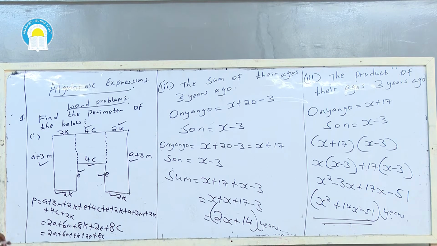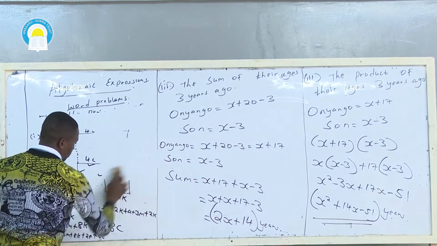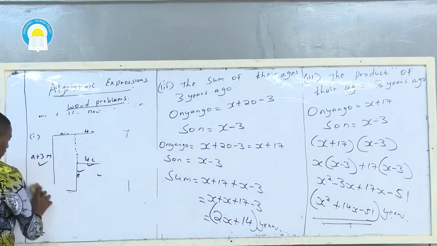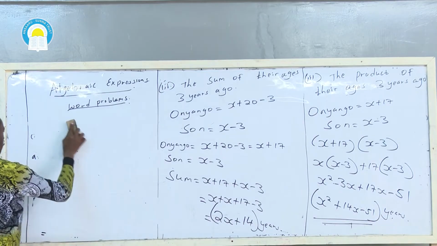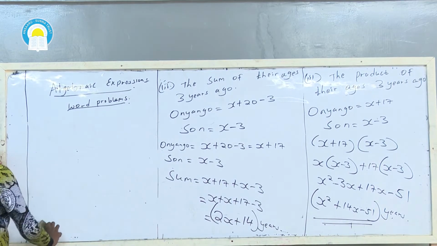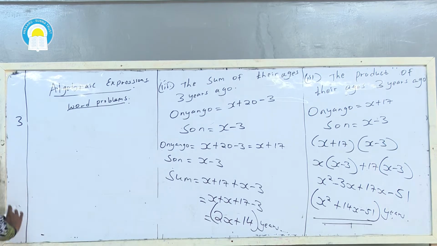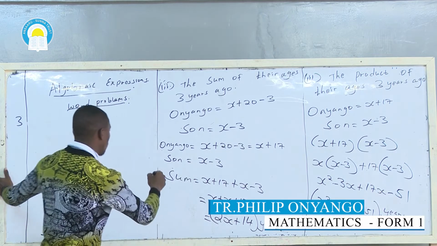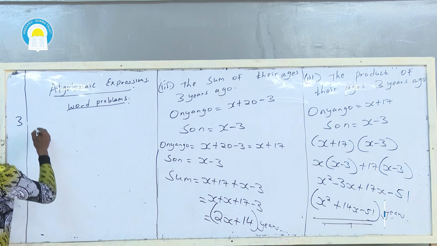Then when we go to our number 3 part, number 3, let me write it first. Remember, we are still dealing with word problems, algebraic expression, Form 1 work. So number 3 is a different question now. Whatever we were doing was number 2.